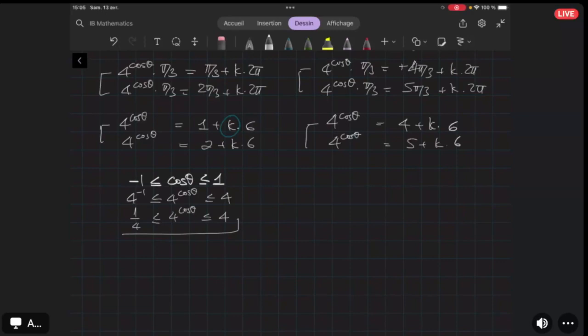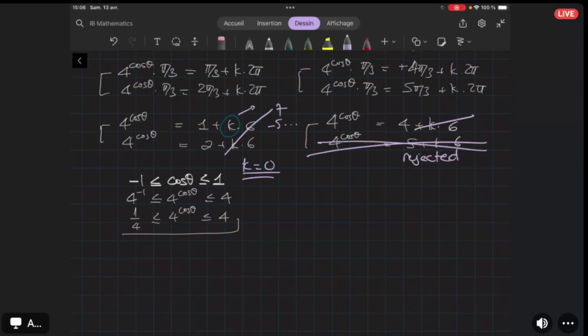Recall the bounds for cosine of theta. And then you take that and raise 4 to that power. This has to be between 1/4 and 4, which is very useful information. This one is rejected, impossible. If k is negative, then we'll start from -5 onwards, which also couldn't work. If at 6 you get 7, that also wouldn't work. So in all cases, k has to be 0. That's the only option.